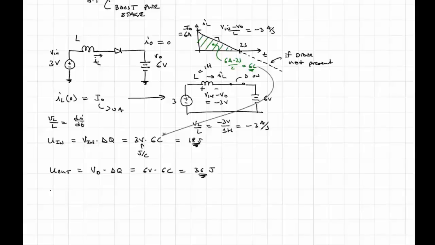We also started with some energy in the inductor. The energy in the inductor is 1/2 L I squared, right? And so that was 1/2 times 1 Henry times the initial current we said was 6 amps, so 6 amps squared. That gives us 36 over 2, or 18 joules. Well, looky there. So what we have is Vin supplies 18 joules to the output, and the inductor supplies 18 joules to the output.